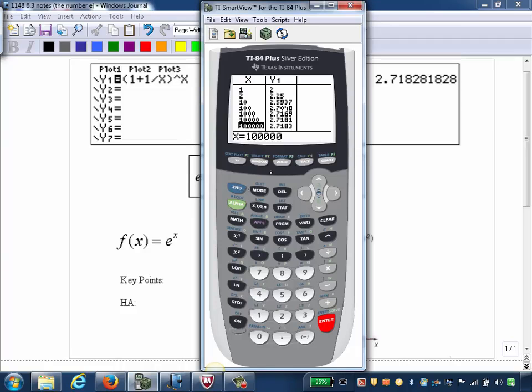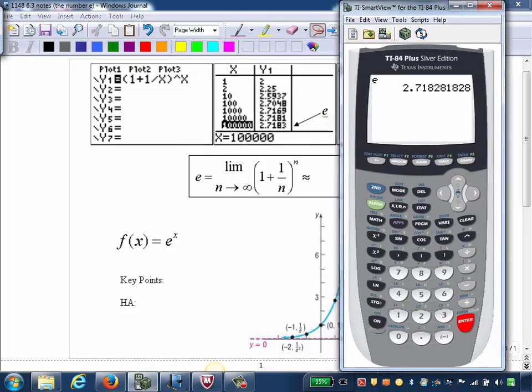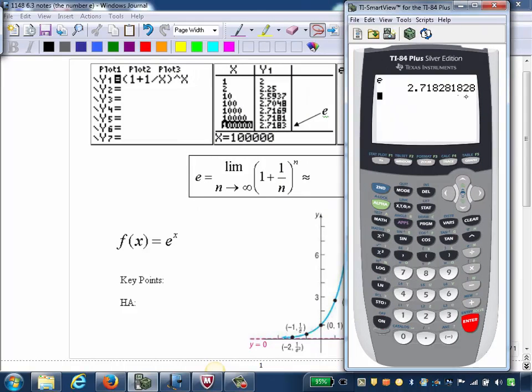So if we go back to our home screen, so if we hit second quit, the number e can be found as the second function of the division key. So if I hit second and the division button, there's the number e. We hit enter. There's that number, 2.718, etc., that we found here in the table as these x's got infinitely large. So that is the number e.